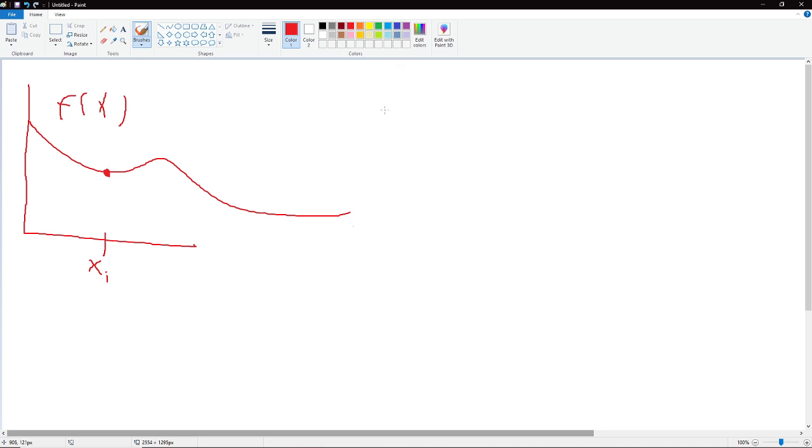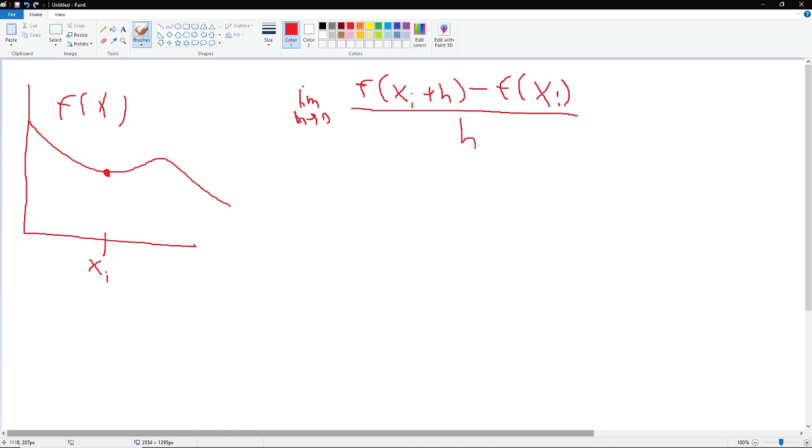The way that we can do this is obviously with the limit that I gave you in the last video: the limit as h approaches 0 of f of xi plus h minus f of xi, all over h. But there is actually another way to do this.